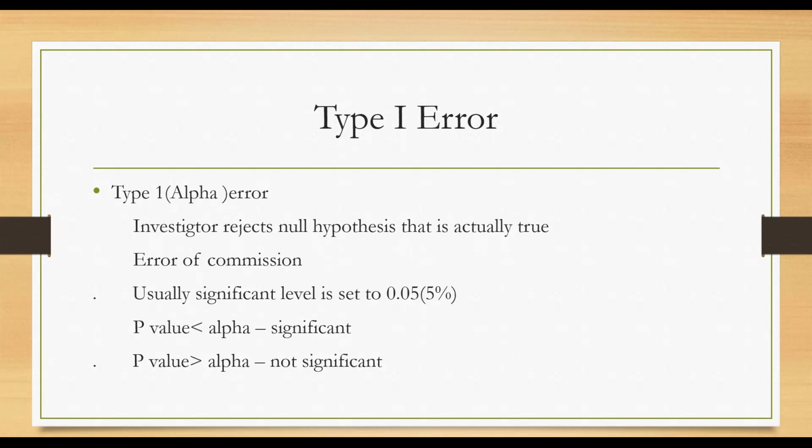Usually, the significance level is set at 0.05. That is a 5% chance of false positivity in your hypothesis. This is acceptable. When the p-value is less than alpha, it is assumed to be significant. There is an association between the two variables, and the hypothesis is significant. When the p-value is more than alpha, it is not significant.